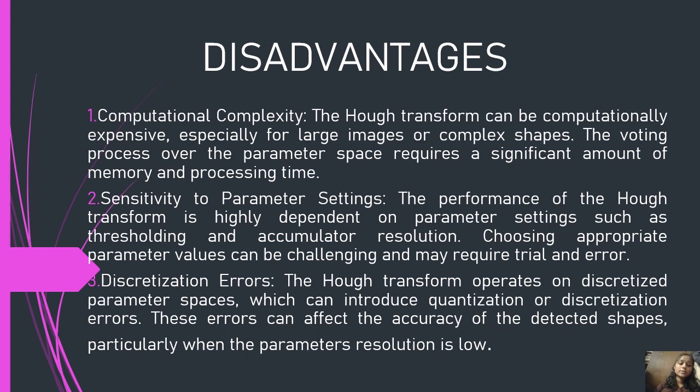Discretization errors. The Hough transform operates on a discretized parameter space, which can introduce quantization errors. These errors can affect the accuracy of the detection, particularly when the parameter resolution is low. So this is all about the Hough transform.